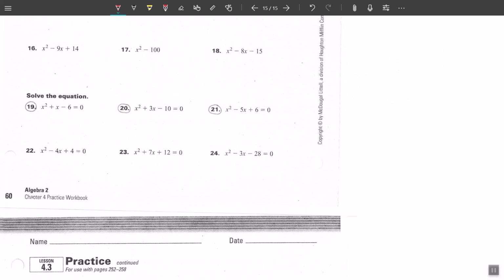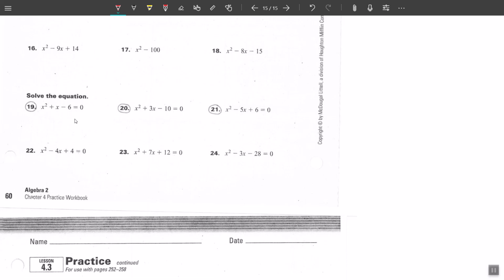Now, the whole point of doing the factoring is so that we can do problems like 19 through 21 down here, where they actually ask us to solve the equation. So these are different in that they're set equal to 0. Up above, those were just expressions. There was nothing to actually solve for because they didn't specifically tell you it was equal to 0. Down here, they're making an equation that could be graphed that we could find the solutions for.